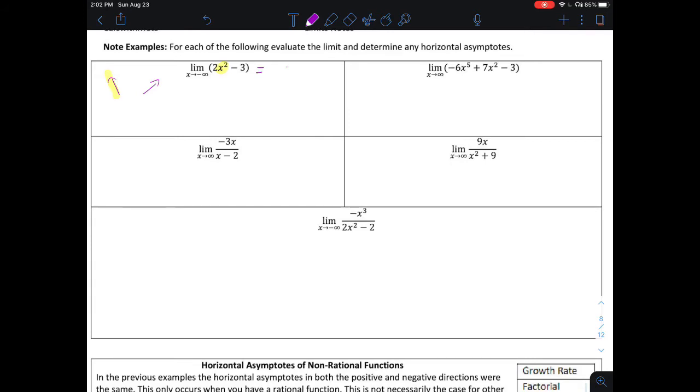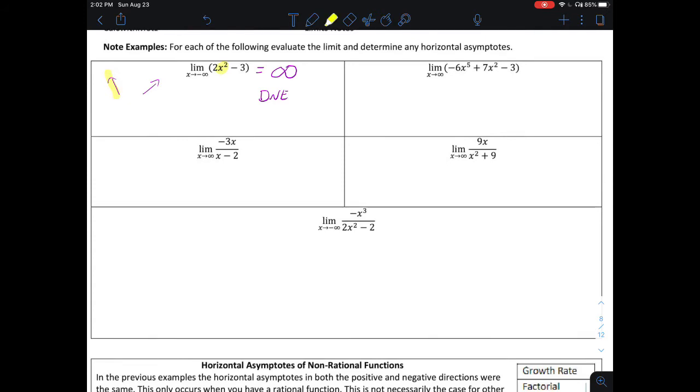Now, technically, the limit doesn't exist. However, I could describe this by using the infinity symbol saying it's increasing. So technically, it doesn't exist, but we would prefer to use infinity so that way we know what the graph is doing. Now let's go to the next one.